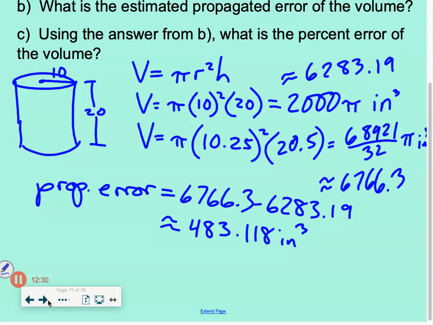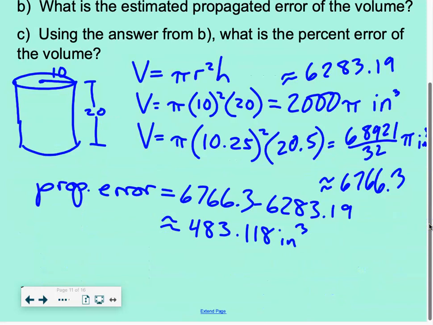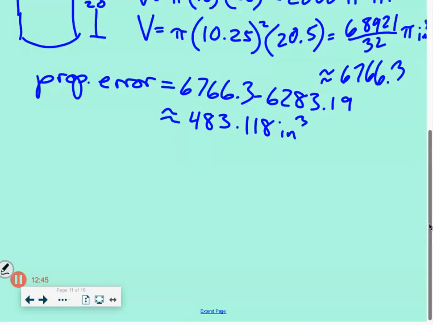Okay, so part A was just kind of practicing with exact. Now, what is the estimated propagated error of the volume? So now we're going to do the same thing, but we're going to do it with differentials. So for part B, we have volume equals pi r squared h.